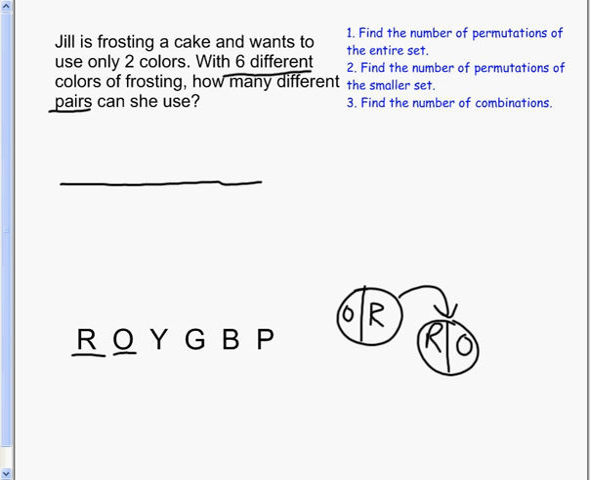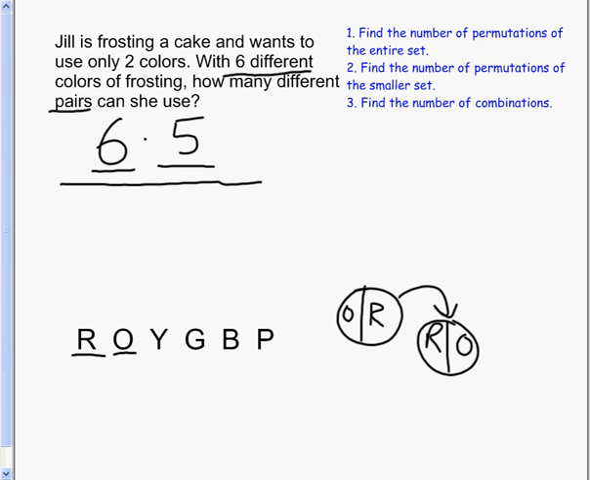So we're picking 2 colors, so we have 2 blanks. How many choices do we have for our first color? Well, with 6 different colors, we have 6 choices. However, we're not going to repeat a color. So once we pick our first choice, we have 1 less choice. So we have 5 choices for our second color.